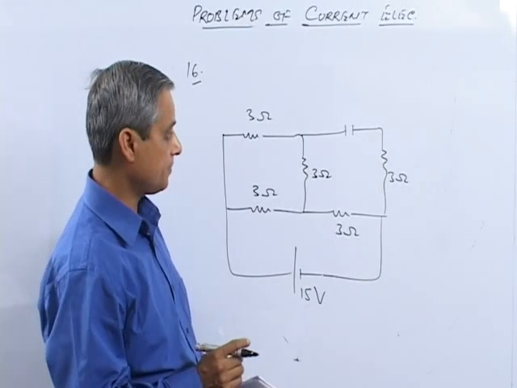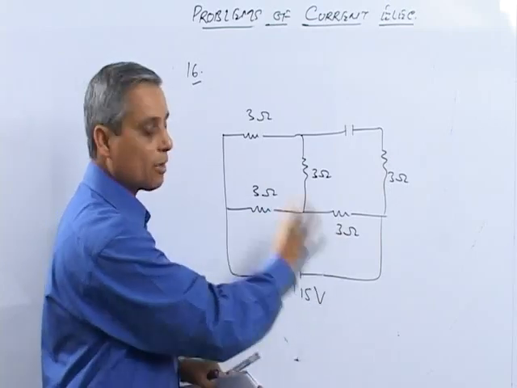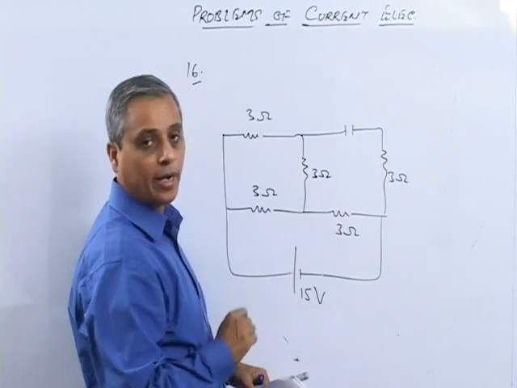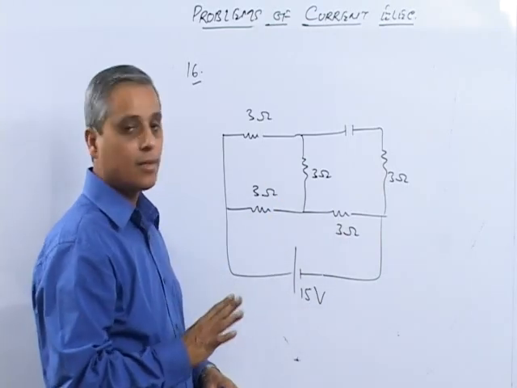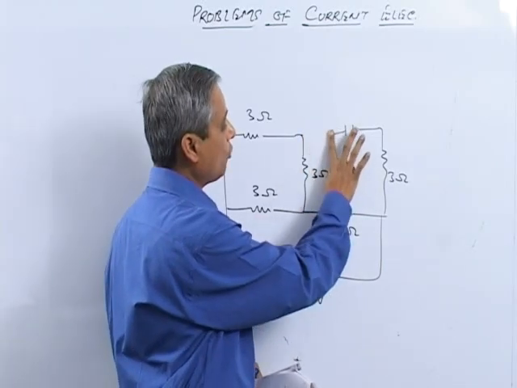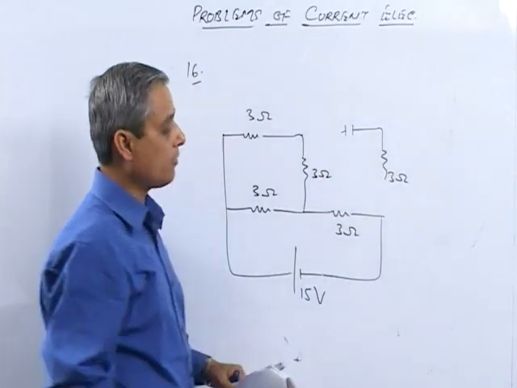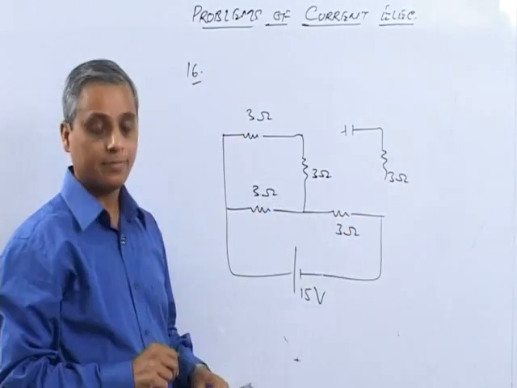Now see, in steady state, in this circuit there is no switch anywhere. This circuit is connected for quite a long time. In steady state, when the capacitor will be fully charged, it will not allow any current to pass through this branch, and therefore the rest of the circuit will behave like this much only.